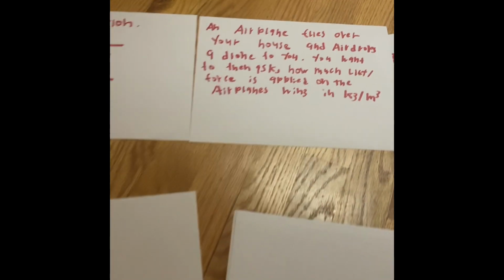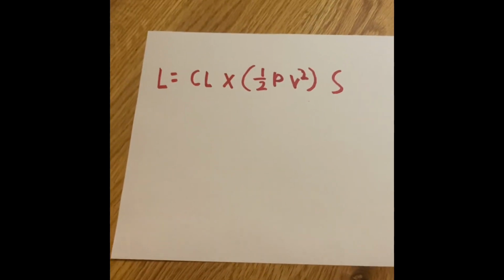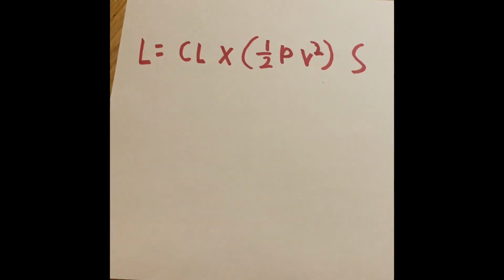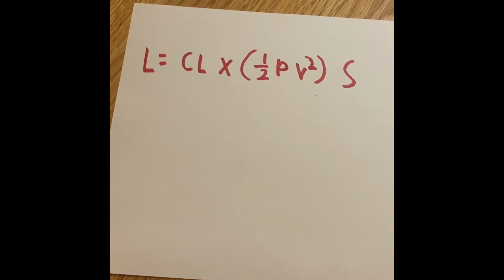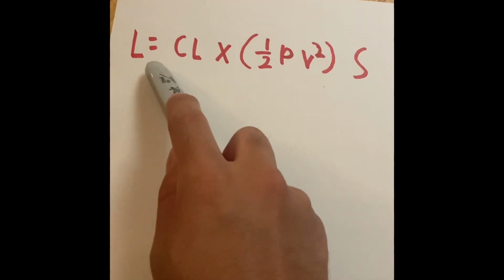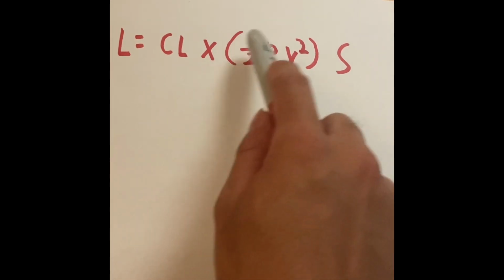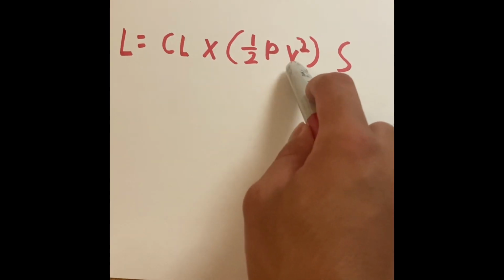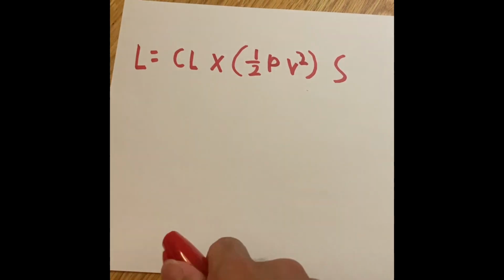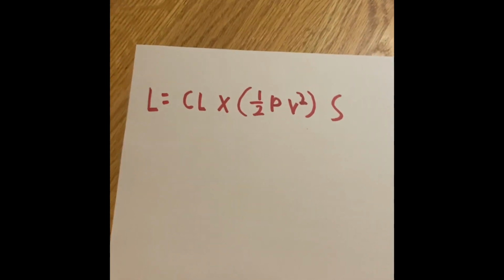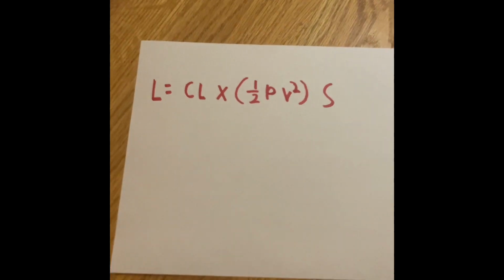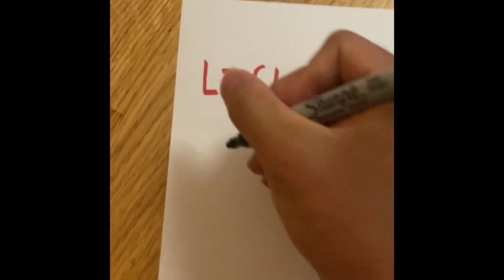So there's an actual formula to help us calculate the force applied on the airplane's wing for lift. And here it is: L equals CL times 1/2 ρ V squared S. What we're going to do next is understand what these mean. I'm pretty sure we understand that L is what we're trying to look for, the lift.